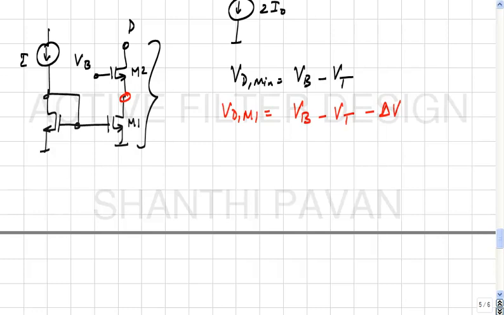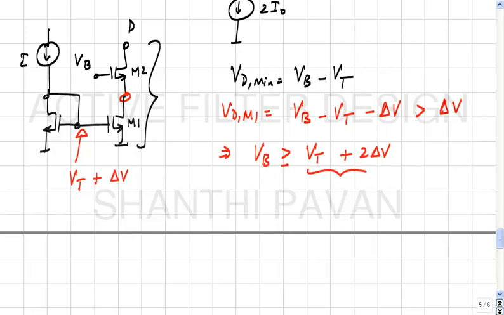But if you want M1 to be a current source, M1 must be what? Come on, people. In saturation itself, which means that the drain of M1 must be greater than, what is this potential? VT plus delta V. So what is the minimum voltage at the drain of M1? This must be greater than delta V, which means VB must be greater than, come on people, VT plus 2 delta V, correct? If VB is chosen to be its minimum of VT plus 2 delta V, what is VD minimum? 2 delta V.